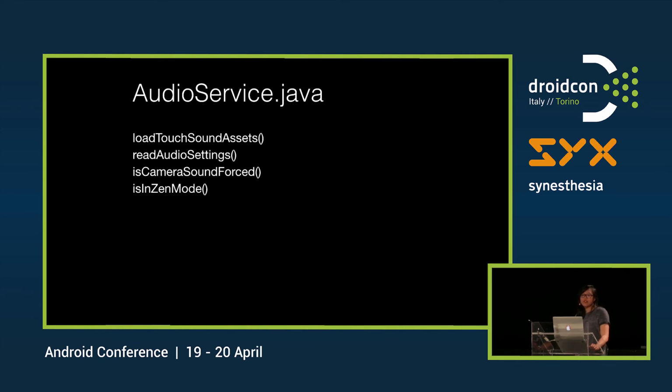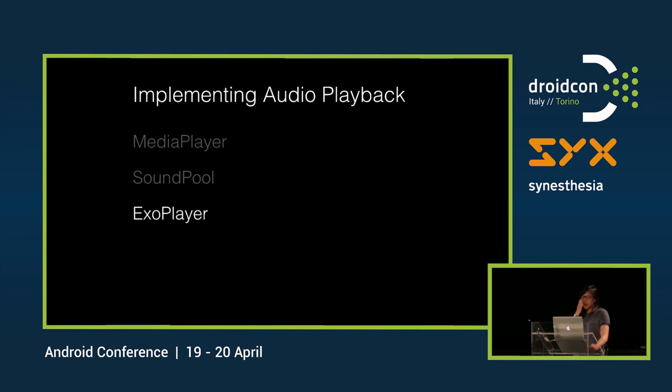Some other cool methods that I thought were pretty interesting were things like low-touch sound assets, read audio settings, is camera sound forced, and is in Zen mode. This really tells you a lot about how Android phones in general are trying to handle sounds. So MediaPlayer and SoundPool cover most of my cases, and those were the main 2 methods that I used to implement audio. But the third option was ExoPlayer.